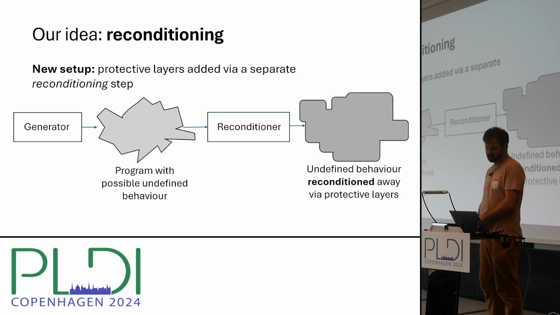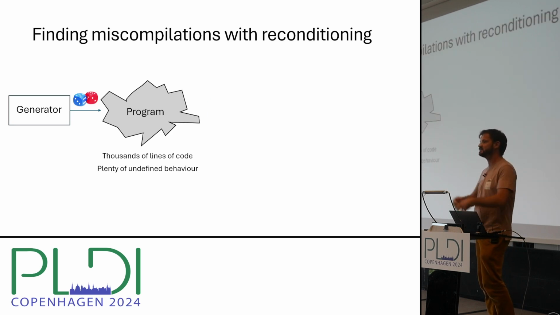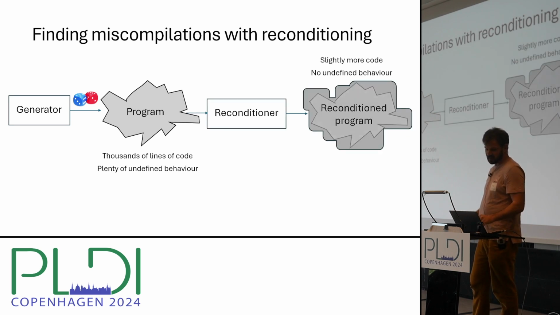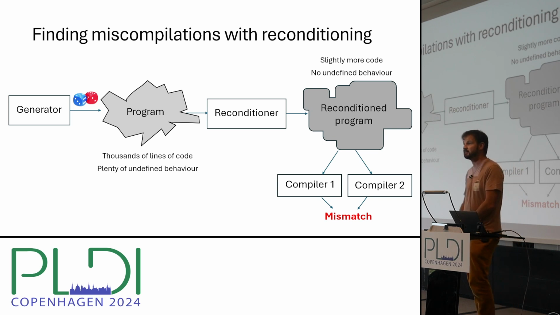What benefits might this bring? Well, for finding bugs, it doesn't bring any benefit. What we do is we have our generator roll the dice and give us this probably undefined program. We recondition it, and if we're lucky, it triggers a compiler bug. So this is really just what we had before, except we've separated generate and make well-defined into two separate steps instead of generating the well-defined thing all at once.